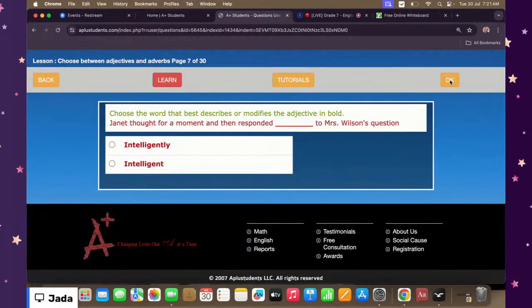All right, so we have Janet thought for a moment and then responded to Mrs. Wilson's question. So this was in the tutorials. So it will be thought for a moment and then responded intelligently.